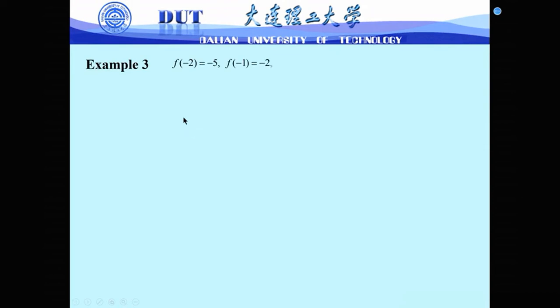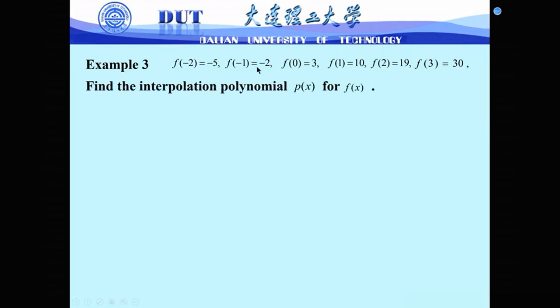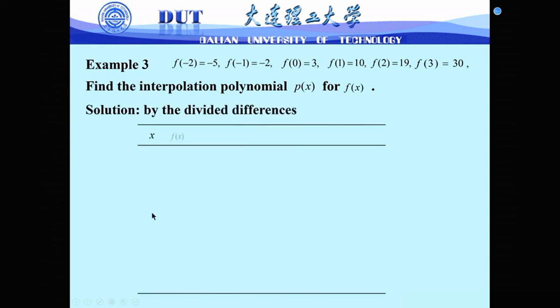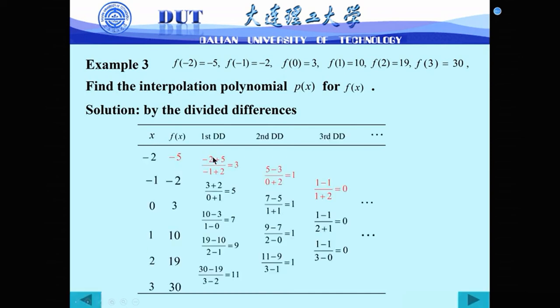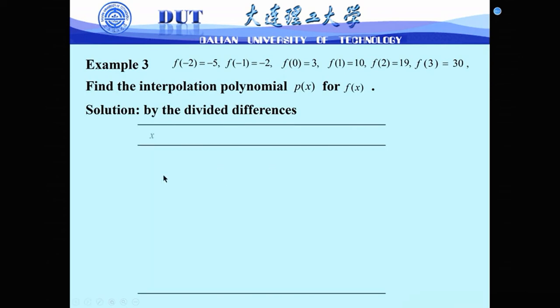Okay, also let's practice another example. Here we have 1, 2, 3, 4, 5, 6. We have 6 data points, right? Of course it is not easy to use the Lagrange interpolation basis. You can compare, right? Now we find the interpolation polynomial p(x) for f(x). Now we use the divided differences, Newton's formula, the table, first column, second column.